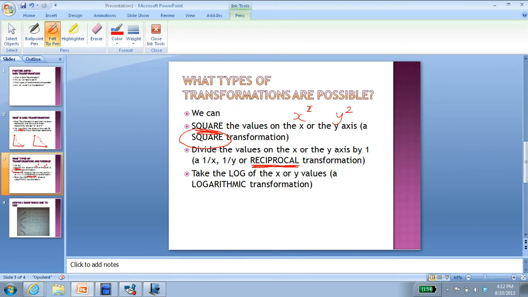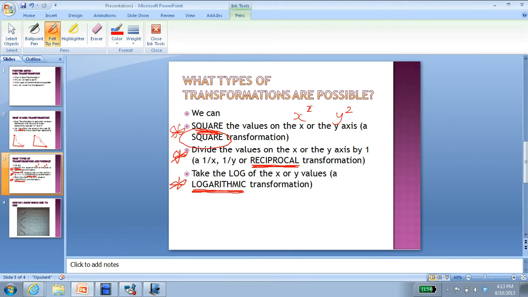And the third option is we take the log of the x or y values. Now, log is a concept that we don't need to know what it is any further, we just need to know how to do it on the calculator. And again, we're looking for this word logarithmic, which is the official term. So we have these three things, and we can take our x and y values and we can square them, divide them by 1, or take the log of them.